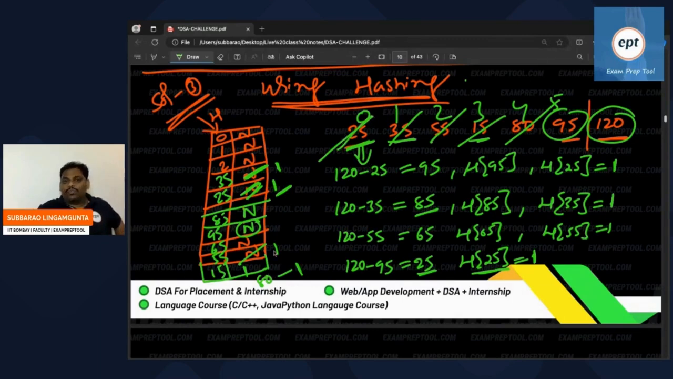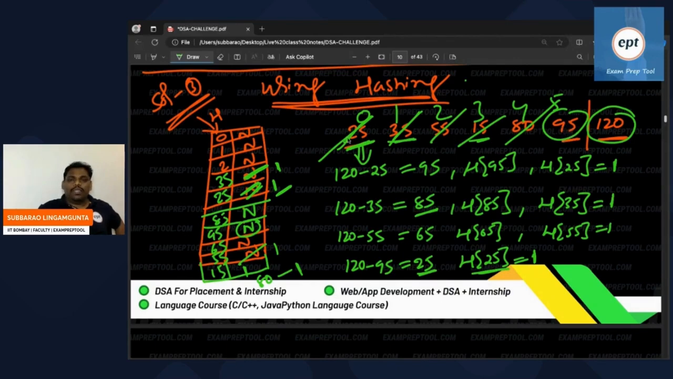Available or not? No. Then store 25. 35, matching number 85. Available or not? No. Then store 35. 55, matching number 65. Available or not? No. Then store 55. 15, matching number 105. Available? No. So store 15. 80, matching number 40. 40 available? No. So store 80. 95, matching number is 25. Is 25 available? Yes. Return 25, 95.